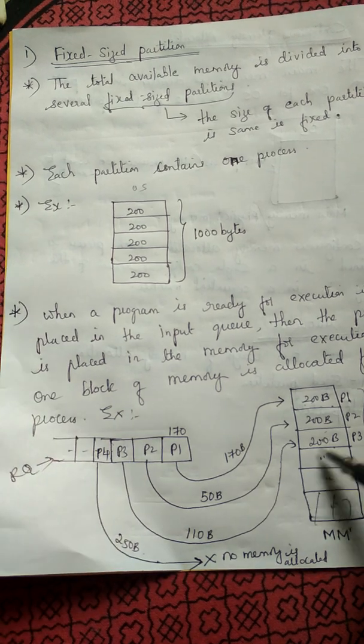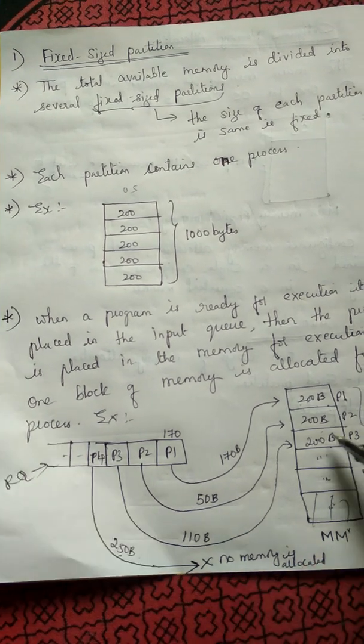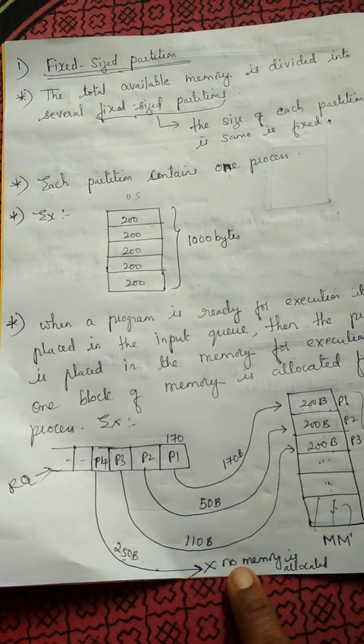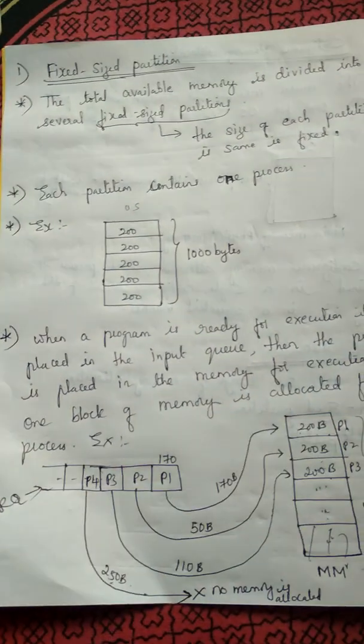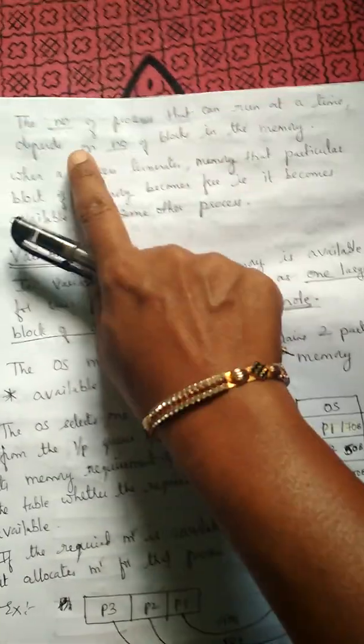It is 200. Do we have a block size above 200? We don't have. So what will happen? No memory is allocated. This is called fixed size memory allocation. As I've told here, one more point.